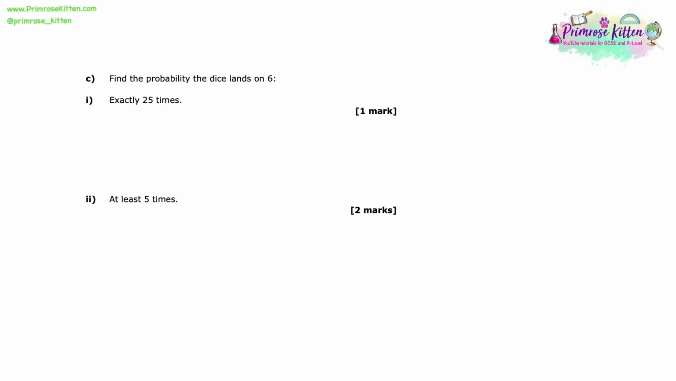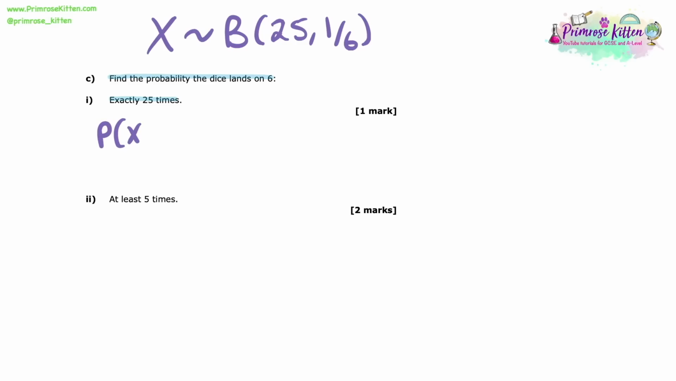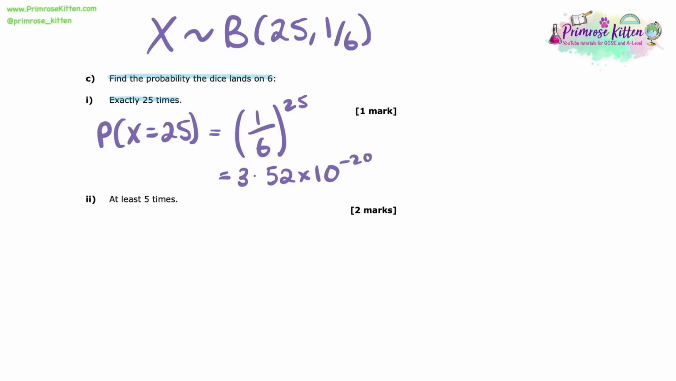Here we're asked to find the probability that the dice lands on 6. And firstly, we're asked to find the probability of that happening exactly 25 times. Now let's remind ourselves of the distribution. We know that X is a binomial distribution where n is 25 and the probability is 1/6. So there's 2 ways that we can work this one out. So we can simply do it mathematically. So the probability of it landing on a 6 25 times in a row, so the probability of X equaling 25, is going to be equal to 1/6, so that event happening 25 times in a row. So 1/6 to the power of 25. And of course we can put this into the calculator, and in that case I end up getting 3.52 times 10 to the minus 20.